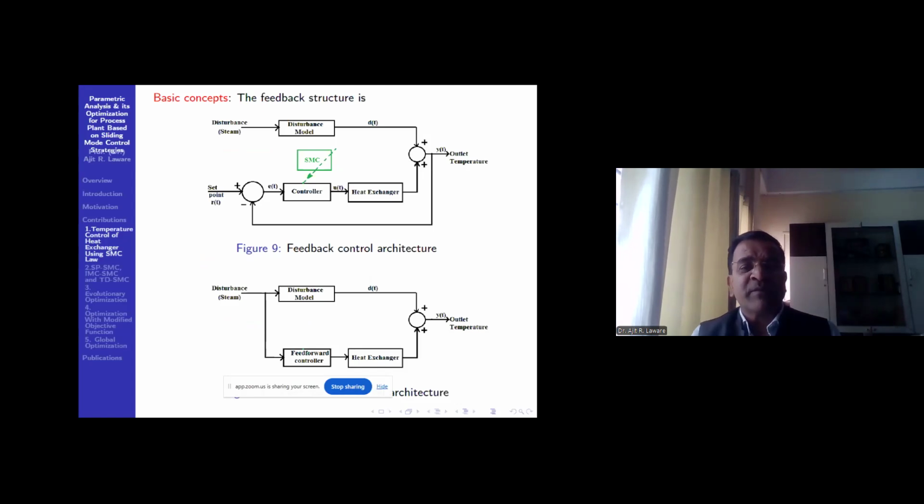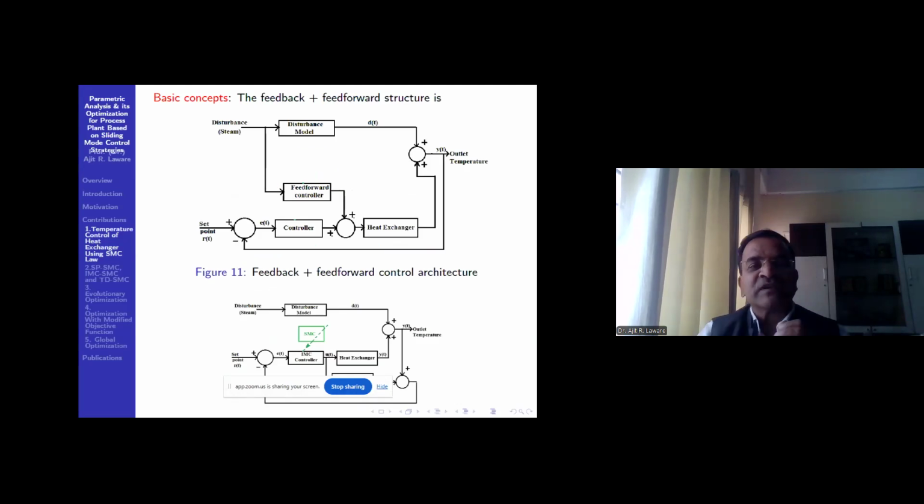This is a simple feedback structure. Everyone knows that. And this is the feed forward architecture over there. So here, the disturbance is the steam pressure and steam fluctuations. You may consider it as a disturbance model. And later on, this first order equation is related to the disturbance model. And another one is a FOPDT model. So this is a feedback plus feed forward scheme. Simple.